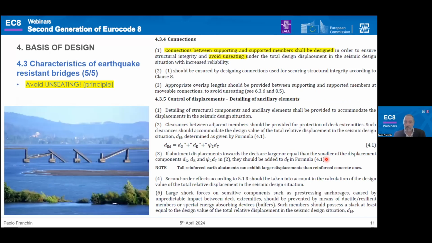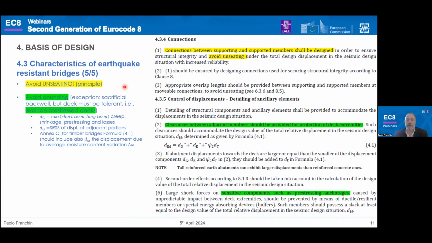Finally, and very important, one of the few principles, you see, this is a principle, it's a shall. Unseating is a total no. We should always avoid unseating. And also, we should avoid pounding between adjacent parts that can oscillate and get in contact. It is very important. There is an exception, of course.